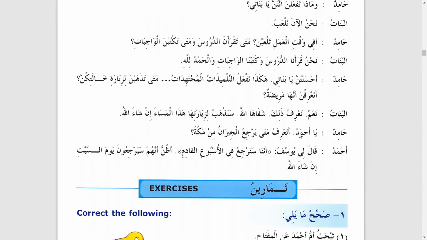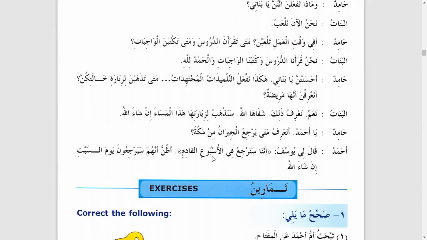Ya Ahmad, do you know when the neighbors return from Mecca? Do you know when your neighbors will return from Mecca? Jiran is the plural of jar, neighbor. Yeah, jar is one and jiran is the plural. Yusuf told me. So here it will be translated as told me. Indeed, we will return the following week, or the coming week.